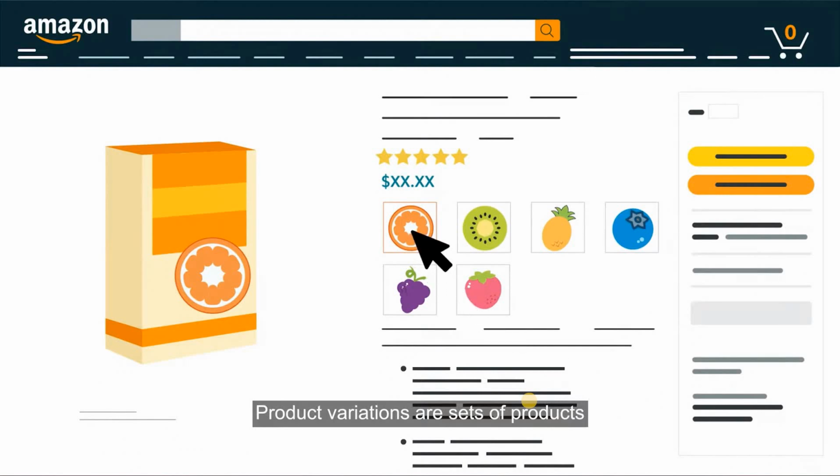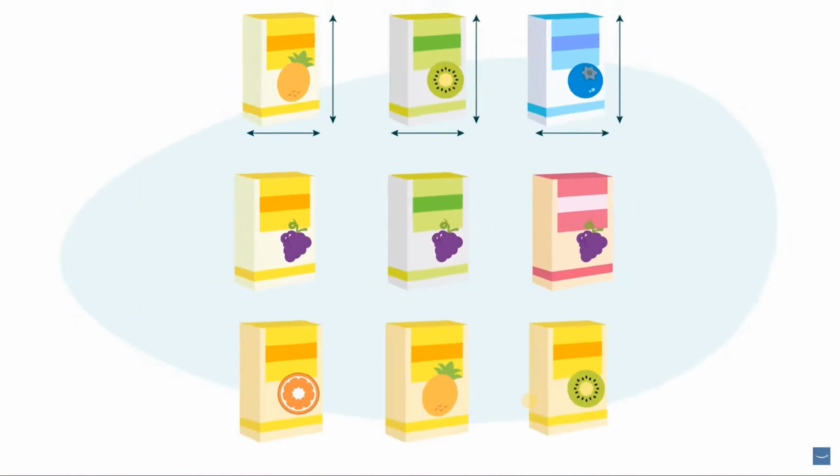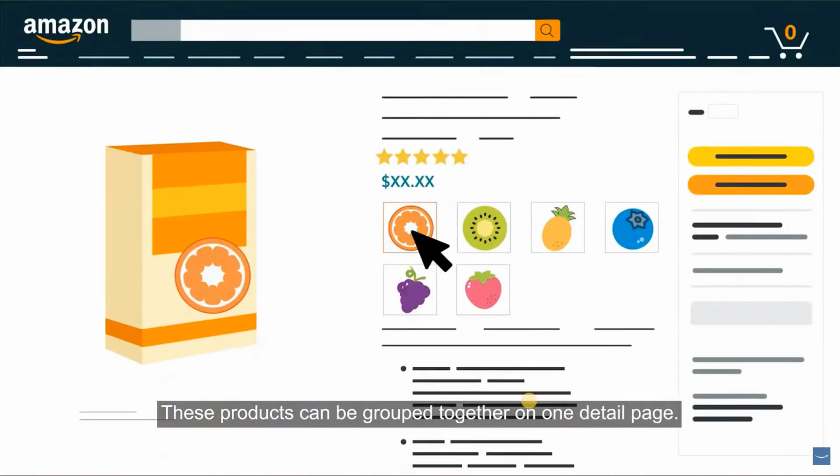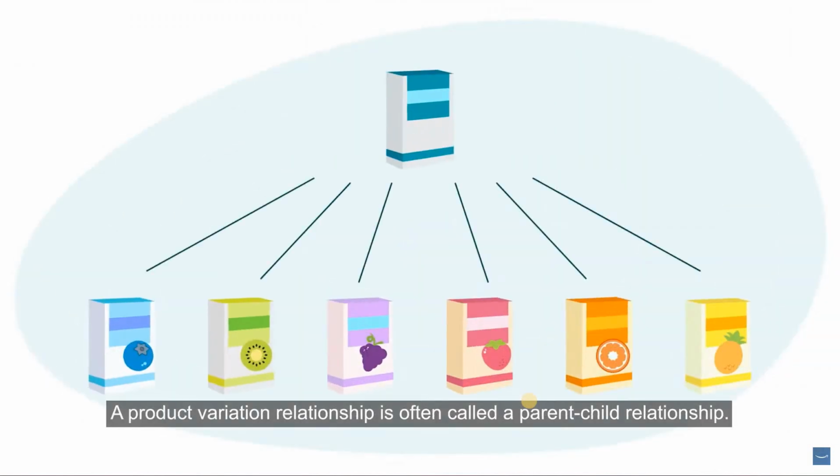Product variations are sets of products that are related to one another by an attribute such as size, color, or flavor. These products can be grouped together on one detail page. A product variation relationship is often called a parent-child relationship.